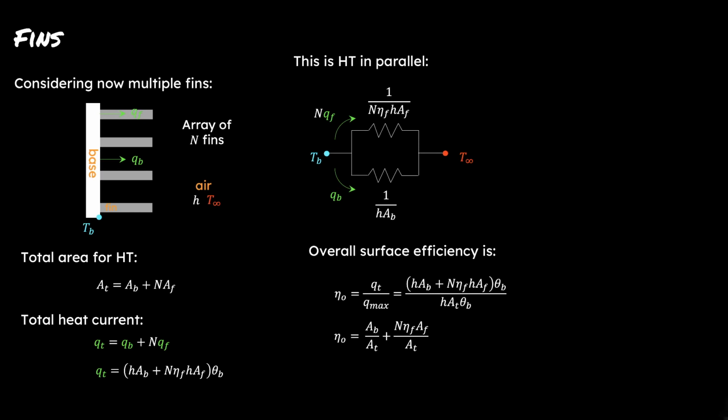If we do some math and simplify, we get to this expression, which then further simplifies to this final expression for the overall surface efficiency. You'll see that it depends on the number of fins as well as on the efficiency of each individual fin. So we now have a way of handling multiple fins that are dissipating heat together.